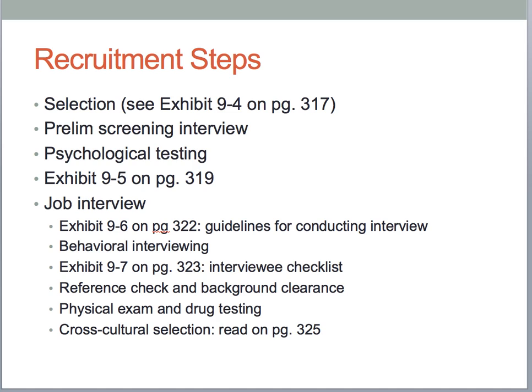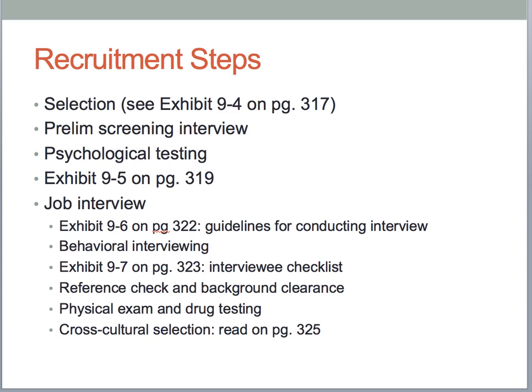So there's various steps that you should consider taking when recruiting. Exhibit 9.4 on page 317 talks about the selection process. And then, of course, there's a preliminary screening interview. That's that first level interview where you think, okay, this person seems like they're not absolutely deranged, and so we'll go ahead and check them out. Then we do the psychological testing. This is how we find out whether or not they are deranged. Are they a sociopath, a psychopath? Do they have the potential of coming in and doing harm to employees or to themselves or to customers?